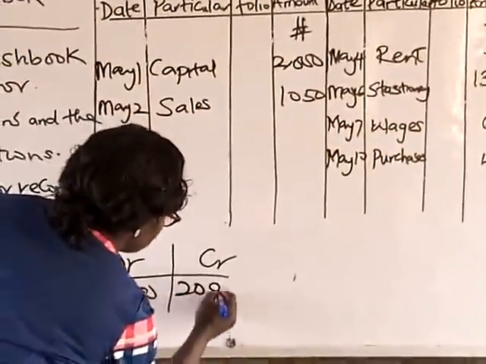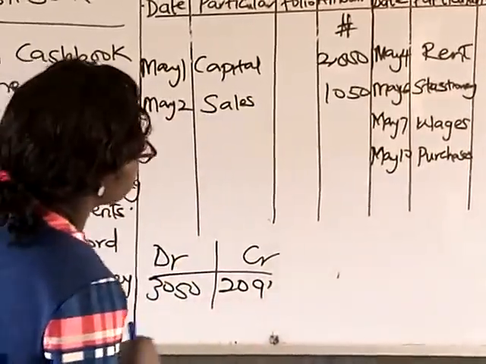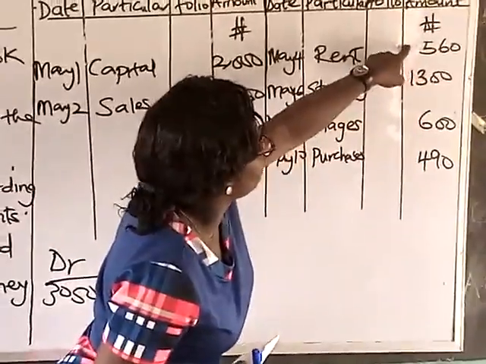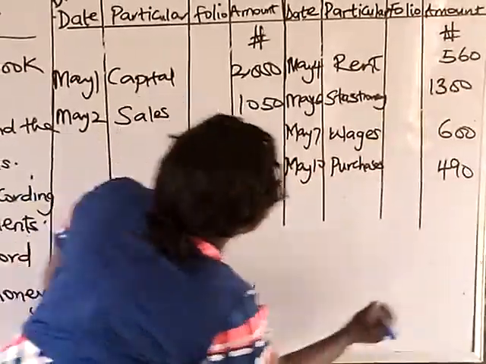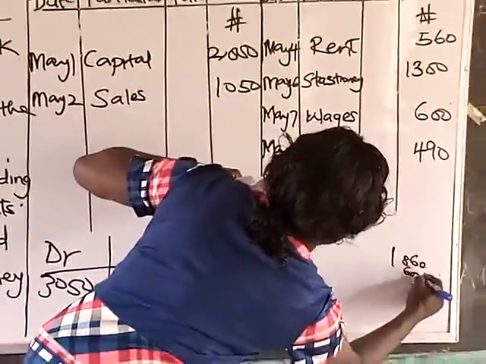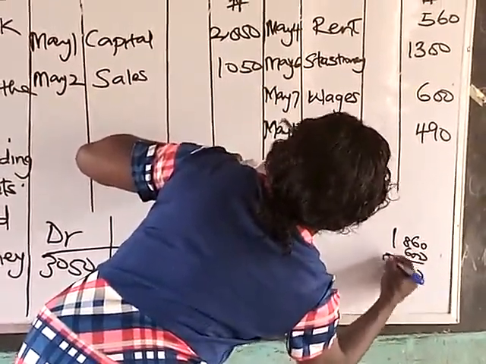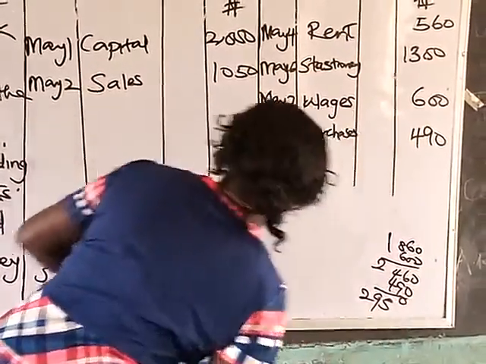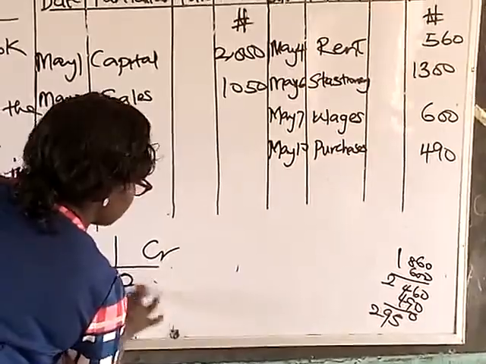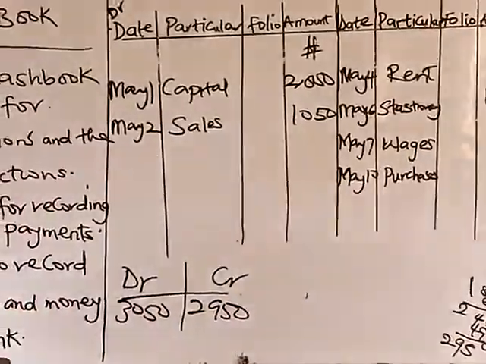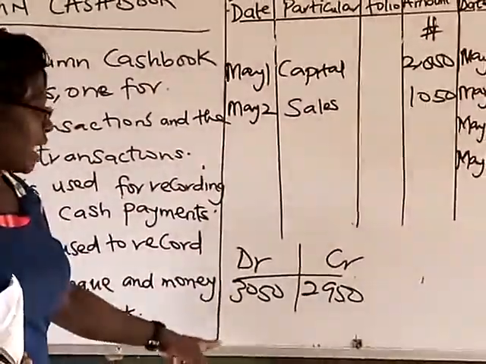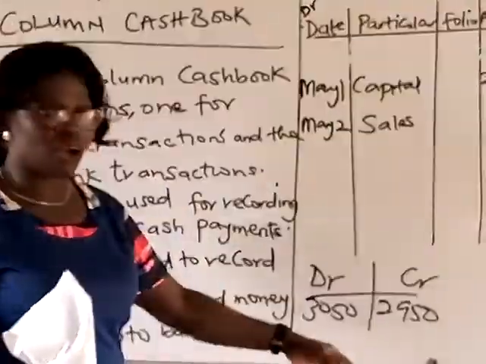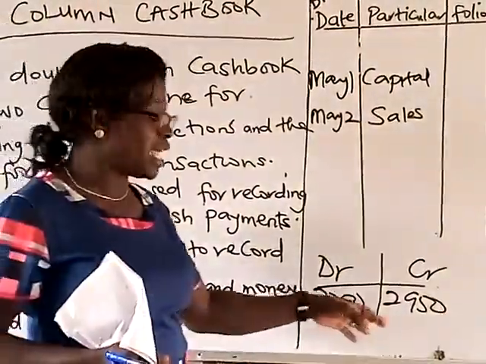Let me do the calculation again. 1,300 plus 560, that's 1,860, plus 600, 2,460, plus 490. So it means 2,950 naira. We can see with this that the amount we are having under the debit side is more than the credit side. It means the amount they received is more than the amount they spent.